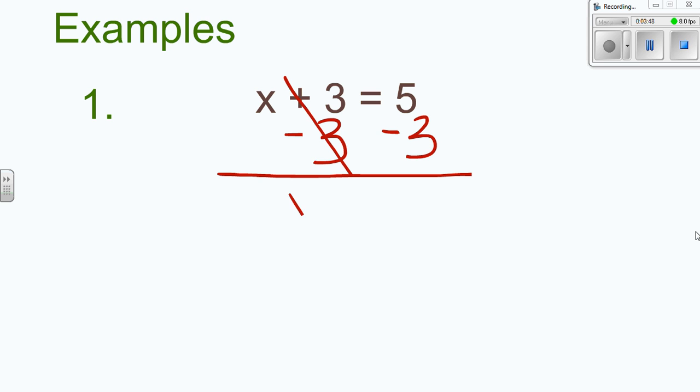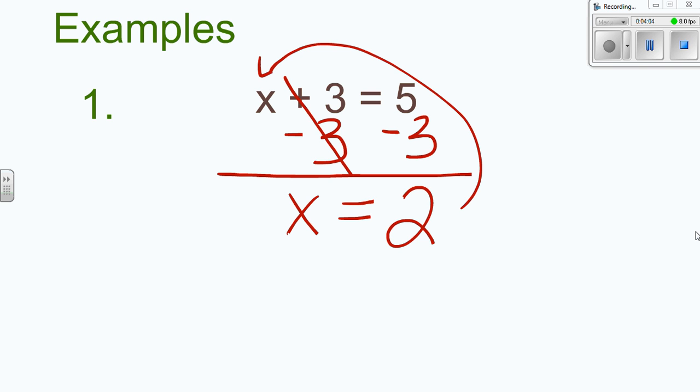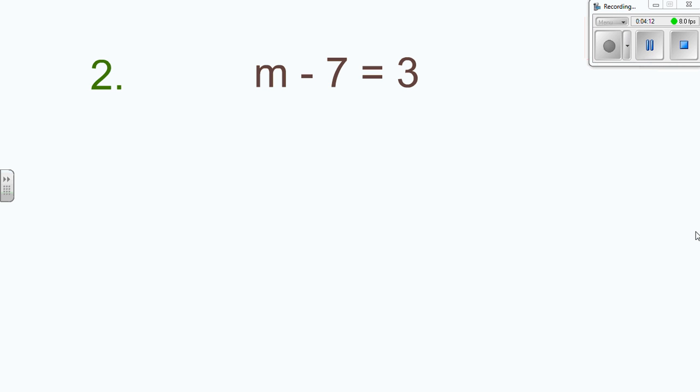I'm then going to bring down x, I'm going to bring down my equal sign, and 5 minus 3 is 2. So now we have proof here, and we're defending our answer by showing our work that x is truly equal to 2. Now you can always double check your work by plugging in your answer where the variable is. You could simply do 2 plus 3 equals 5 to check your work, and you know you have the right answer.